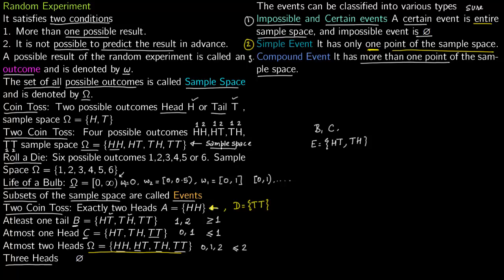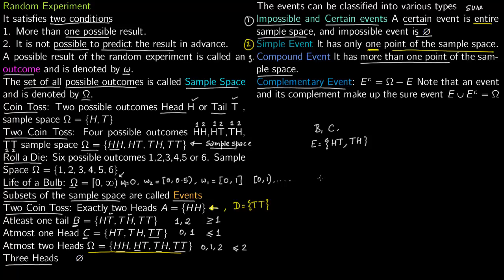Now we talk about complementary events. A complementary event is such that you take an event and you take its union with its complement, you get the entire sample space. So the complement of an event is omega minus the event itself. And if you take the union of both of them, you have the sure event, because you have omega on this side. So let us see this with an example.